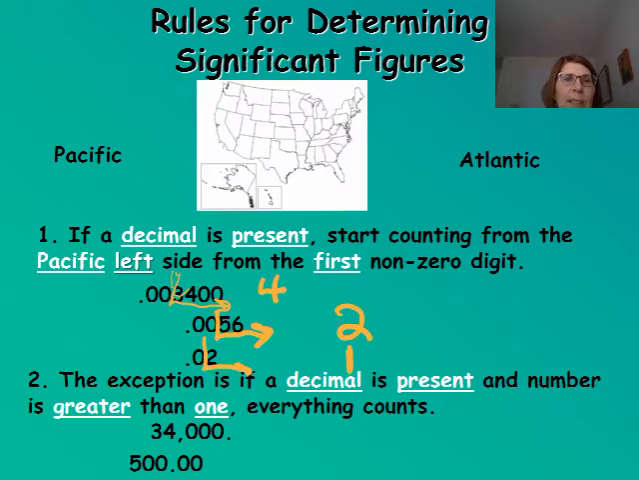The exception is if a decimal is present and the number is greater than 1, everything counts. So that means that because there's a decimal there, everything's going to count. So it would be 5 significant figures. Again, there's a decimal present, it's greater than 1, so again, we have 5 significant figures.